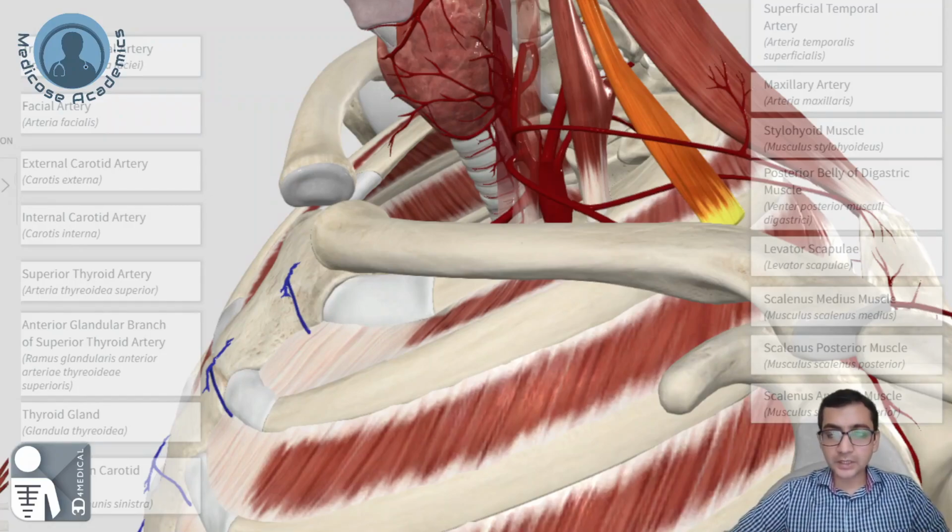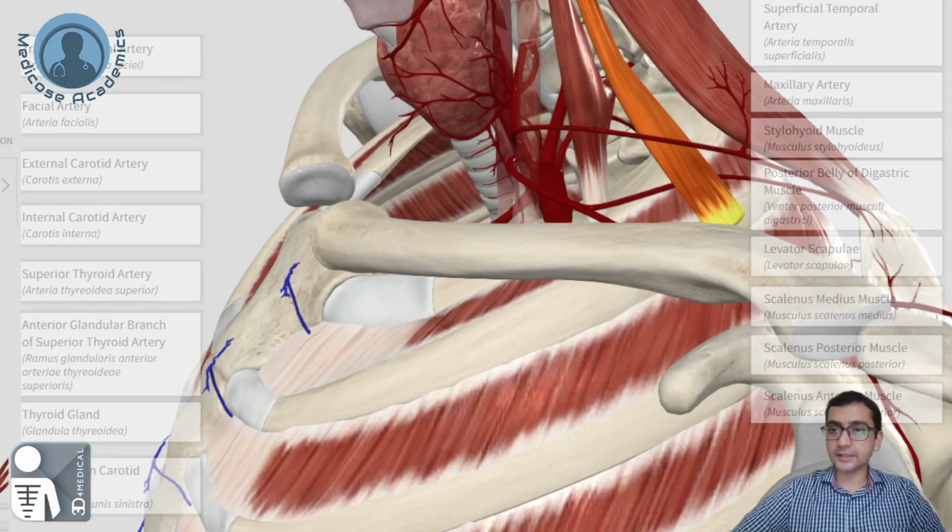But there is a variation. Sometimes there is the subclavian artery, the thyrocervical trunk, the inferior thyroid artery, and the suprascapular artery. But one thing that happens is that the dorsal scapular artery arises independently from the third part. First part, second part, third part. Dorsal scapular sometimes arises independently from the third part.